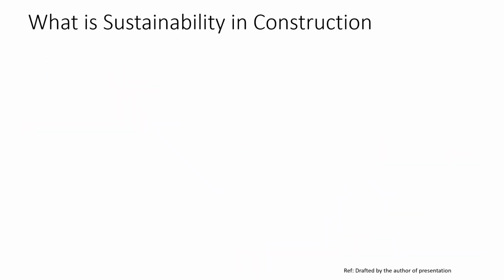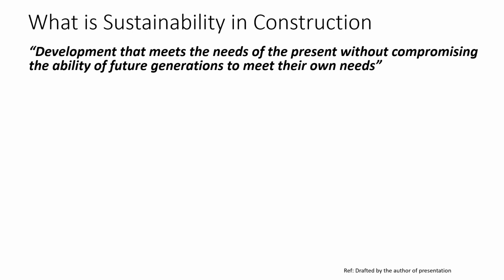Now, let's talk about sustainability in construction. What does this word mean, sustainability? It means that we use the resources in such a way that we leave our next generation the same amount of resources that we had access to. That's what sustainability means. Use it in such a way that the next generation to come have the same amount of resources that you have, if not more.